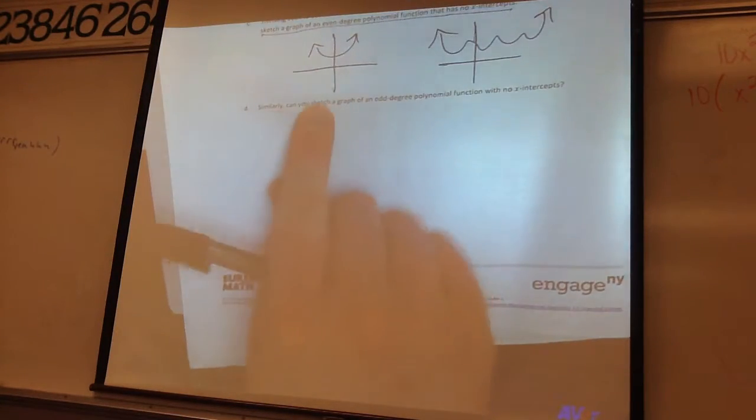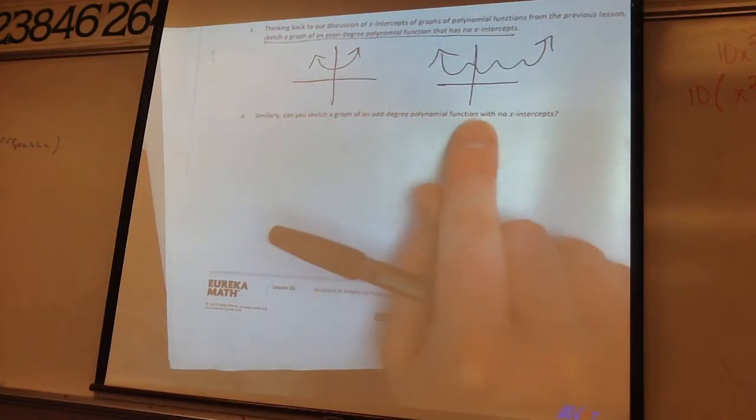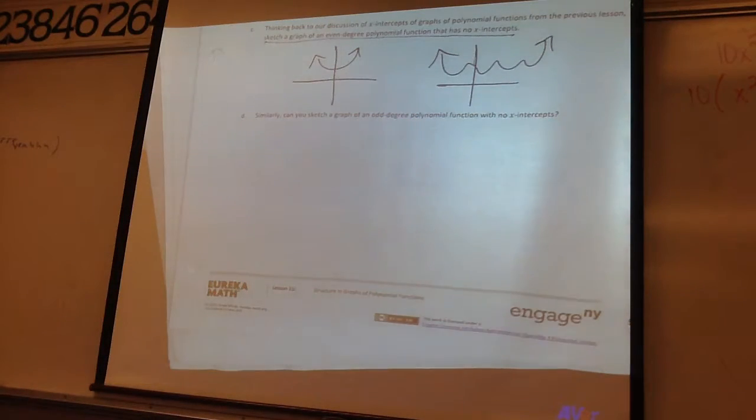Similarly, can you sketch a graph of an odd degree polynomial function with no x-intercepts? It's just as easy. Is it? Prove it. When you have your drawing, I'd like to see it, so I can tell you why it's wrong.